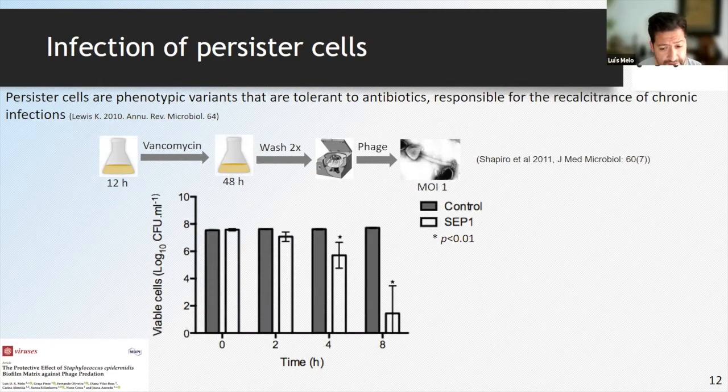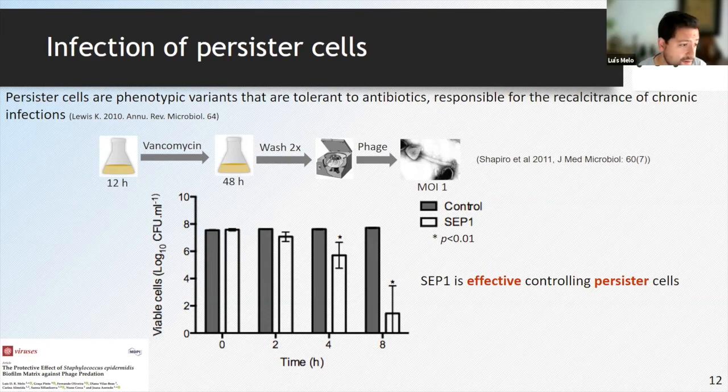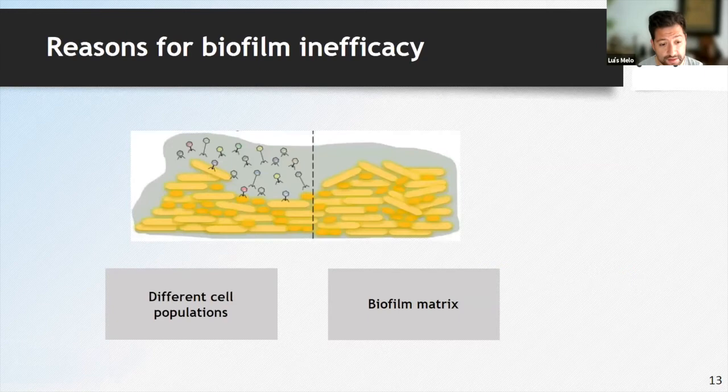And we observed in this case that the profile was similar to the one we observed on stationary phase cells. So almost no significant reduction during the first 2 hours of infection, but this infection grew at 4 and 8 hours of infection. This is probably due to the duration of the culture. But we also show that the phage is effective in controlling persister cells. So every planktonic cell that we used with this phage showed to be very efficient on controlling the cells.